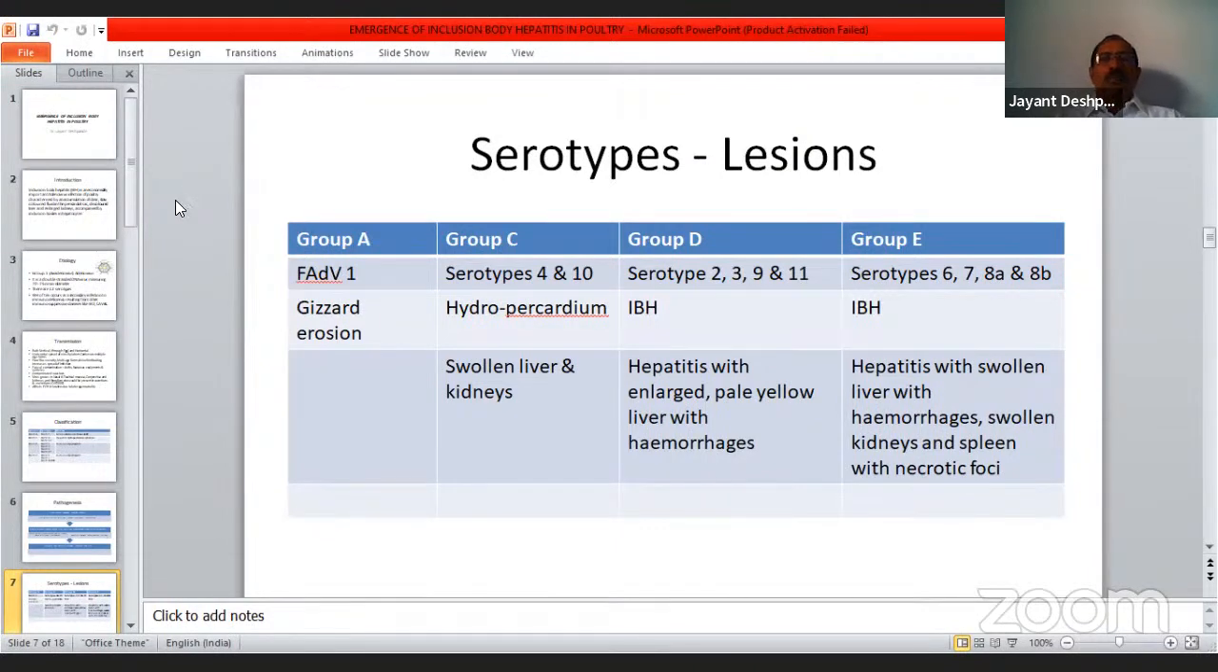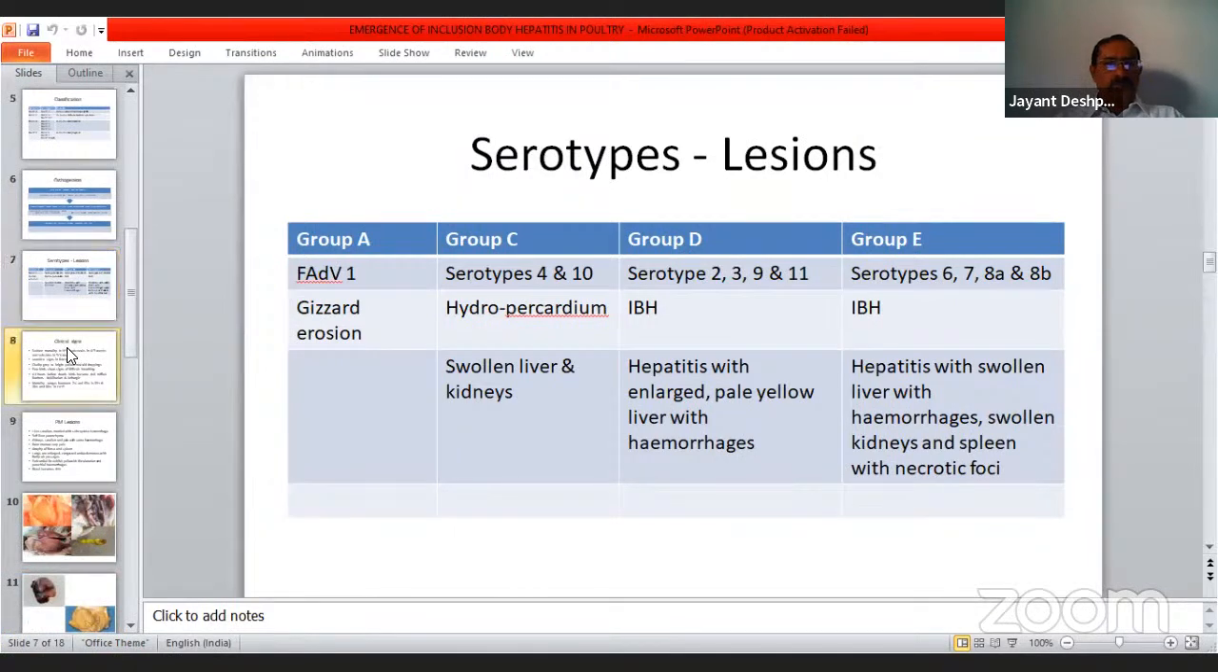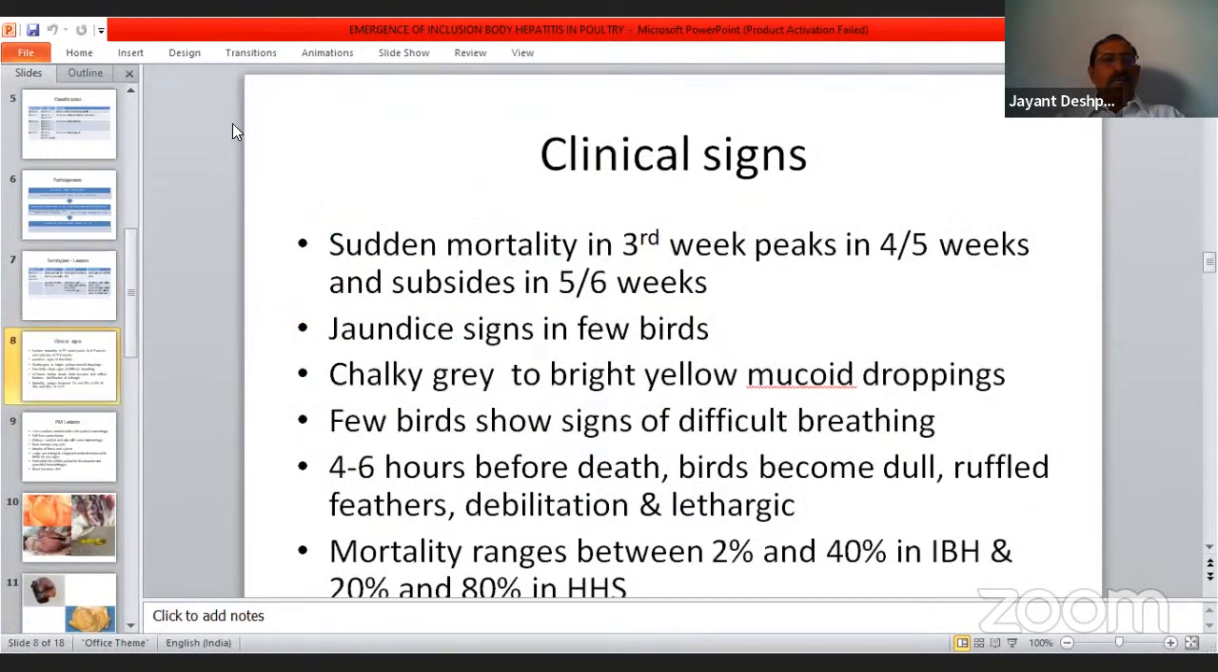And group E, serotypes 6, 7, 8A, and 8B, more or less the lesions are similar. Again, it causes inclusion body hepatitis, and mainly the liver and kidneys are involved. These are the different types of lesions we see. Then clinical signs: this is a very common problem these days all across the country.